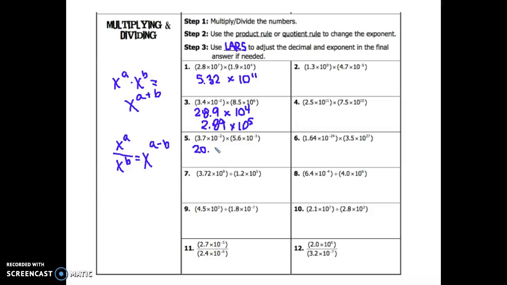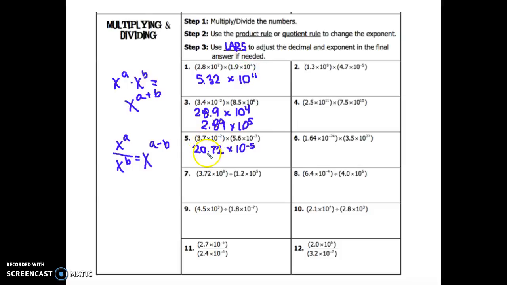I get 20.72 when I multiply the 3.7 times 5.6 times 10 to the, now I need to remember to add my exponents because I'm using my product rule. -2 plus -3 gets us -5. Double checking to make sure my answer is in scientific notation. It looks like it, but it's kind of in disguise there.